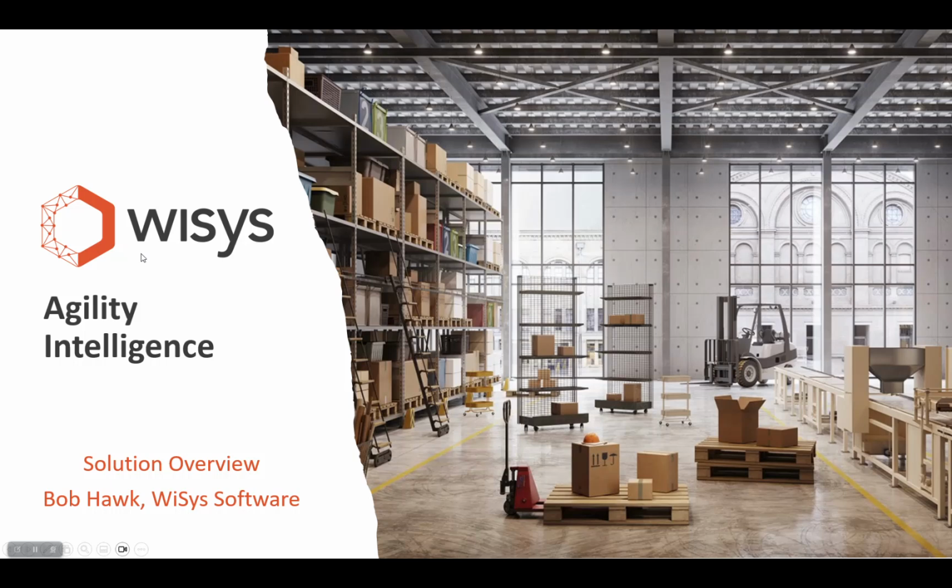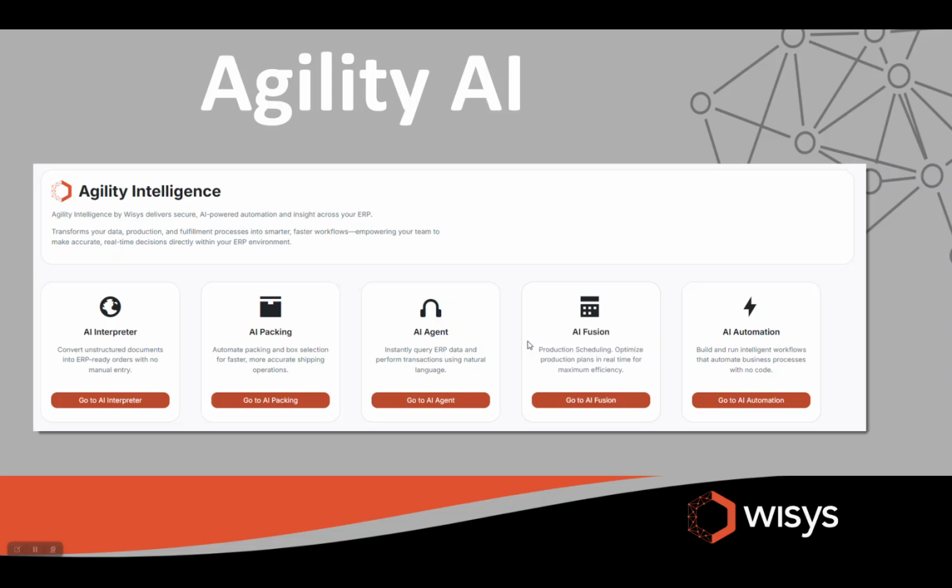We're going to take a look at the Agility Intelligence Suite. The Agility Intelligence Suite is made up of these 5 applications. The interpreter, which helps you bring in unstructured documents like a PDF or maybe an Excel spreadsheet or a Word document or just even simple text, and be able to create documents in Macola with little effort.